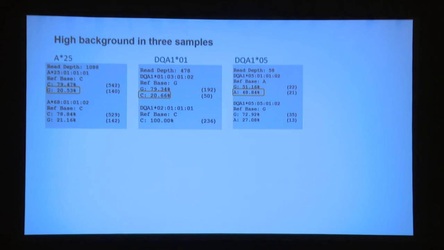And the same scenario applies with DQ alpha A1. The last example here was a split. It was not just a high background, but when it reached 50-50, the software considered this a novel allele. But because the number of reads is only, I think, 22 and 21, we know that this is not a novel allele, and this just needs to be repeated.